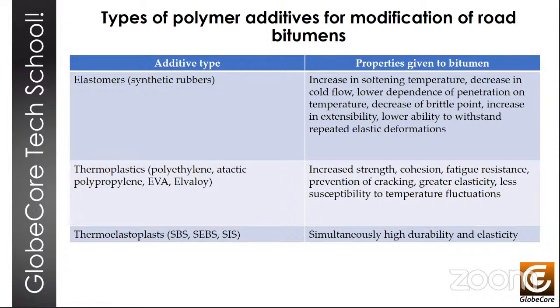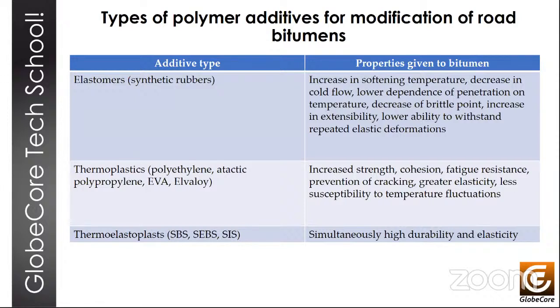So modification of bitumen with elastomers causes an increase in the softening temperature, a decrease in cold flow, a decrease in the dependence of penetration on temperature, a decrease in the brittle point, and the ability to withstand multiple elastic deformations, and also an increase in extensibility. Rubbers are introduced into bitumen material in the form of crumbs, granules, solutions in liquid hydrocarbons. There are powders, there is latex, and there are also dispersions in non-aqueous mediums.